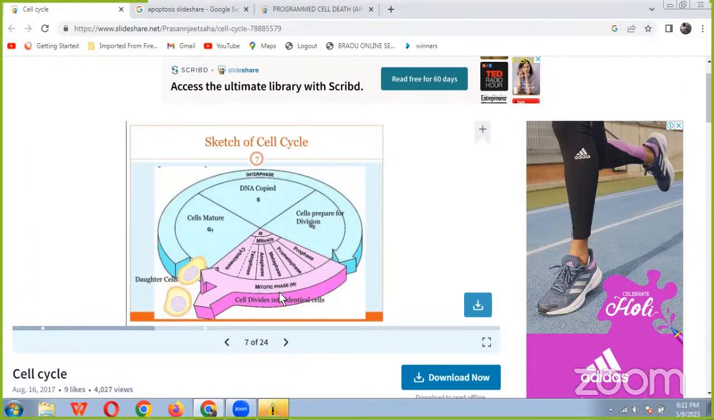And the next one is mitosis, the M phase: prophase, metaphase, anaphase, telophase, and finally cytokinesis. These are the cell division, mainly producing identical cells.